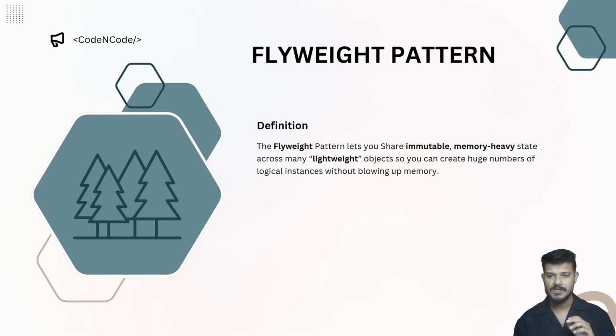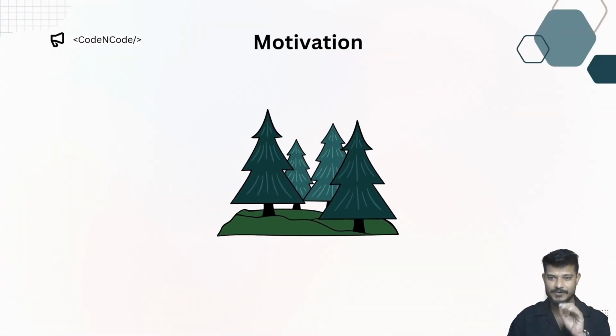Just to give you a high level idea, it will be used where you are trying to save a lot of memory, and you can do that by sharing immutable and memory heavy state. What does that mean exactly? Let's understand that with a proper example.